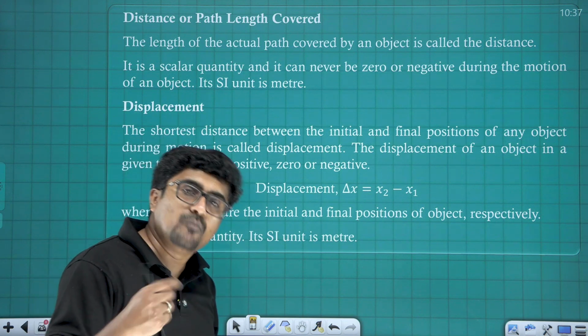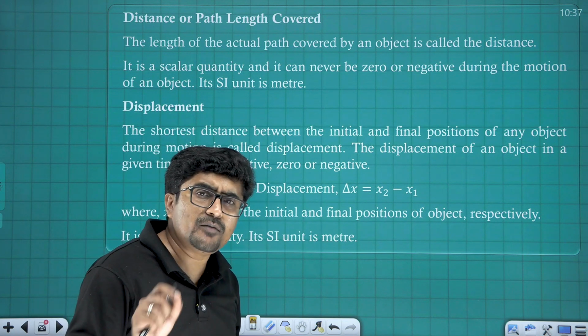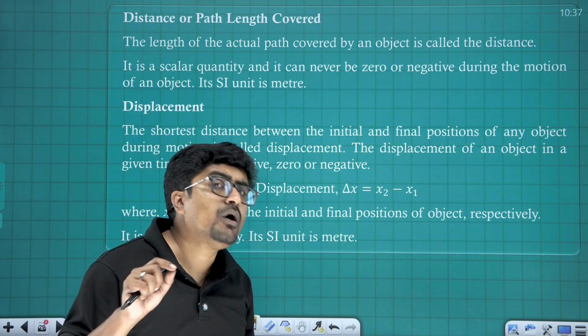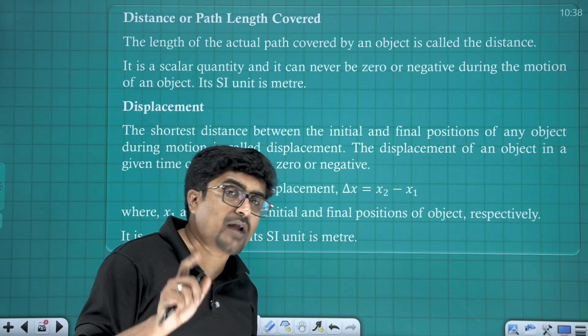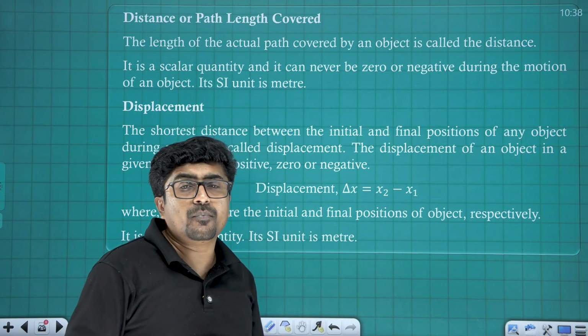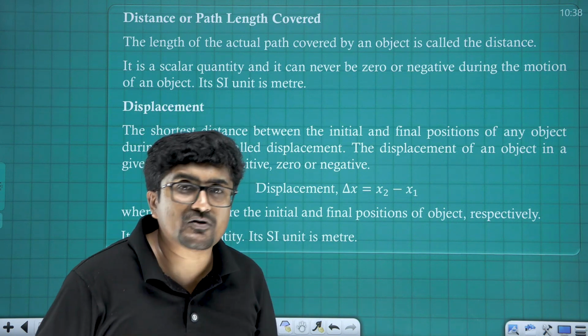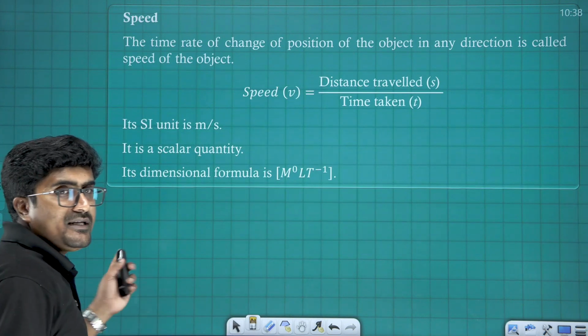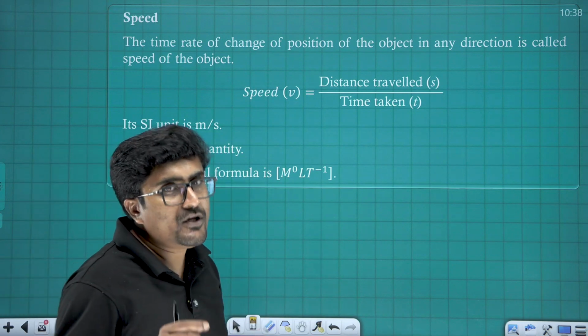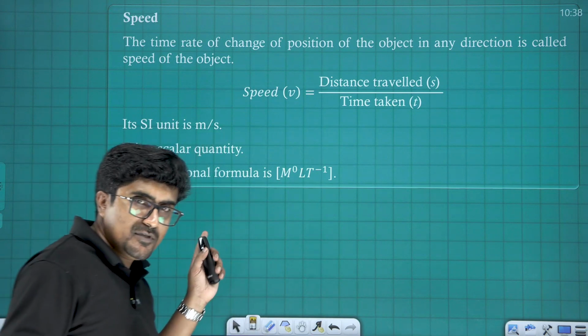Distance of a body in motion will always increase with respect to time, but displacement can increase as well as decrease with respect to time. And while telling about the similarities, both have the same dimension and both have the same unit as well. Next is speed. The distance traveled in unit time is known as speed. The unit is meter per second.